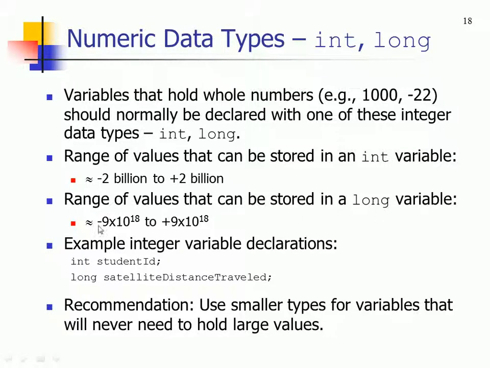Ranges for a long are negative 9 times 10 to the 18th to 9 times 10 to the 18th. In other words, it's 9 with a whole bunch of zeros. It's quite a bit. We're going to see more about that in a minute. Recommendation: use smaller types for variables that will never need to hold larger values. What do we mean by that? If you're a single person and you always drive by yourself, never carry passengers, do you really need to buy the Cadillac Escalade with 9 seats in it? Probably not. But if you need it, then buy it.